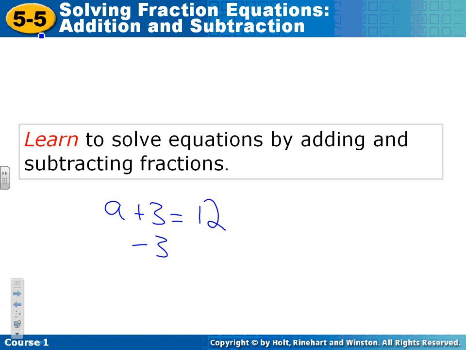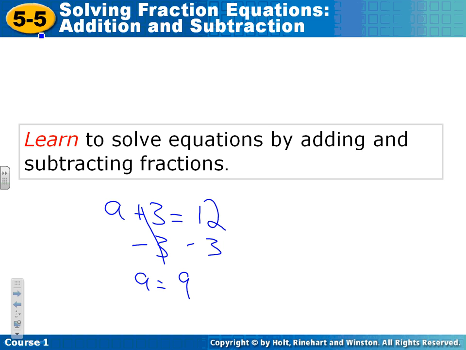What is rule number 2 of algebra? Do it to both sides. So we minus 3 here. Plus 3 minus 3 is 0, so that goes away. We're left with a equals 12 minus 3 is 9. That's it. That's all we do. Do you remember all of that? So we figure out what's happening to the variable and we do the exact opposite.